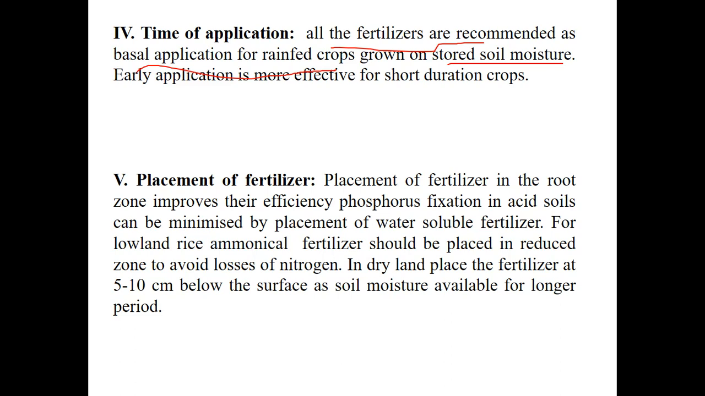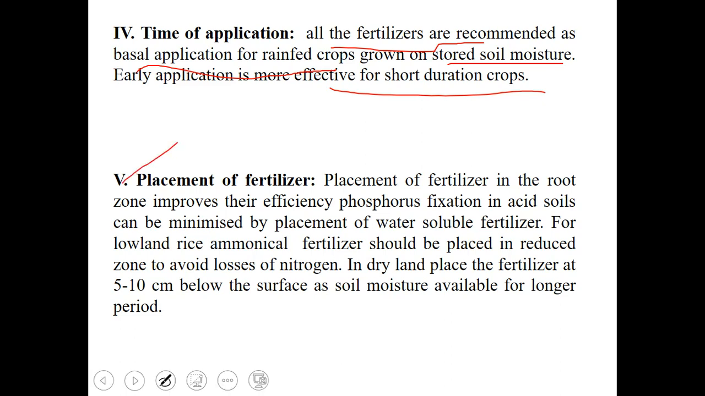But in the rainy season we can avoid complete basal application of nitrogen and go for split application there. And early application is more effective for short duration crops. We have to go for early application. If not, since the duration of the crop itself is very small, if we delay the application of fertilizer, it won't be available to the plant. So that's why we have to apply the fertilizer early there.